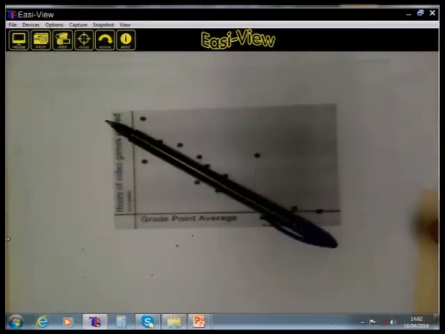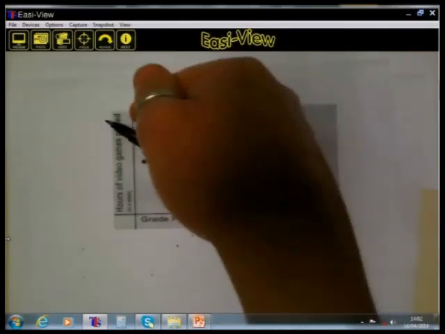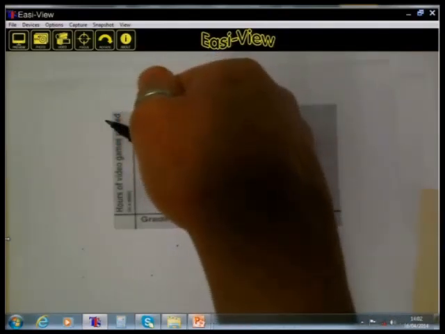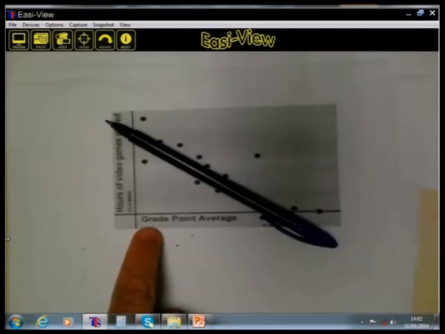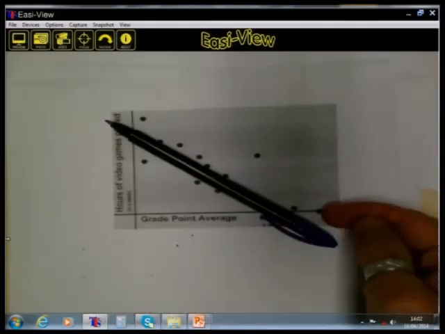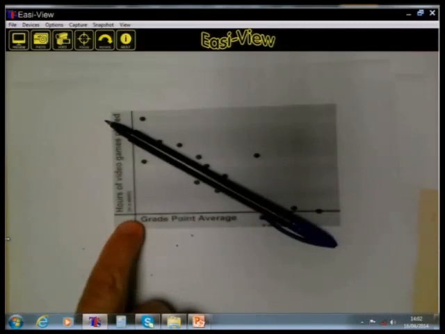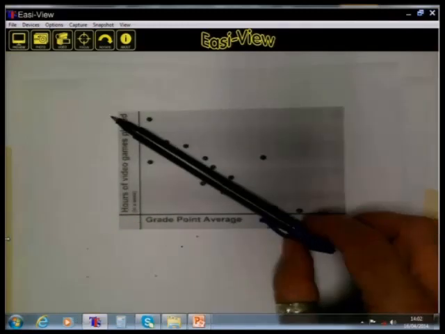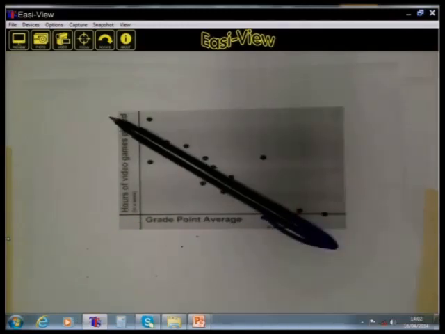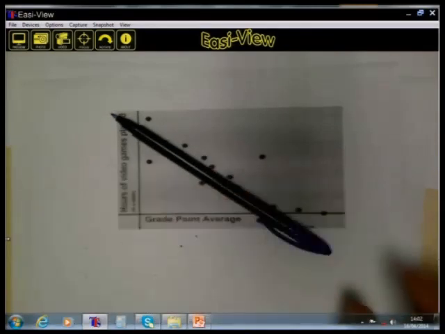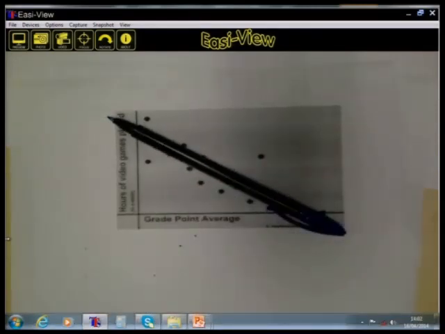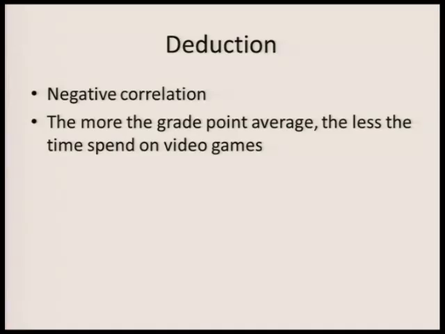Can you see? The line is going down towards this side. As the number of hours is high there, the grade point average is low. If the grade point average is high, the hours spent playing video games is low. This is called a negative correlation. In this case, the correlation is not 100%, but there is a correlation because we can form more or less a straight line there.